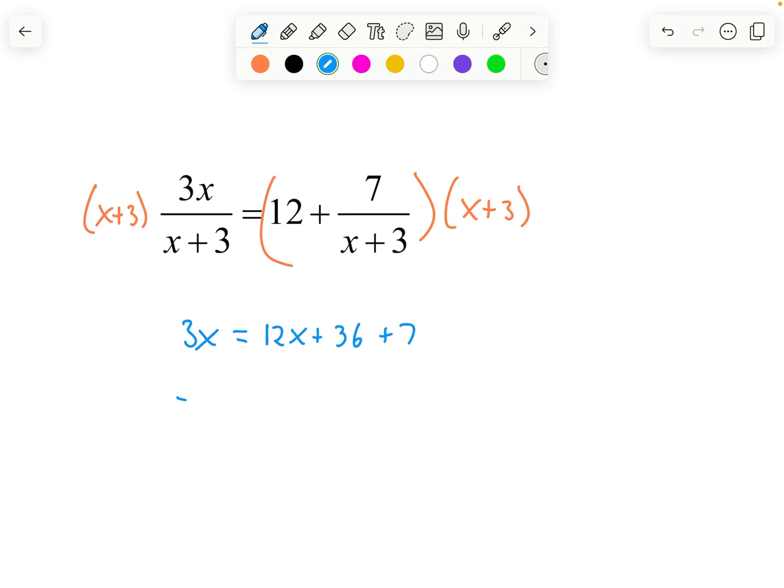And then get the x's on the same side, so I'm going to use a different color. Subtract 12x to get negative 9x equals 45. So x equals negative 5.